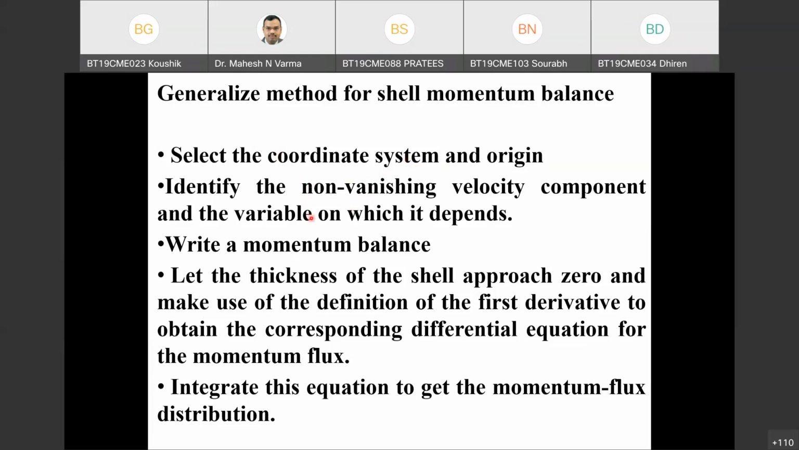Here, instead of discussing velocity, you will be discussing concentration or temperature. This step will be as it is. Then integrate the equation to get the momentum flux distribution. Here differentiation, here integration. This equation was for a differential shell. When you integrate, sum it over, you will get a momentum flux equation for the whole system.